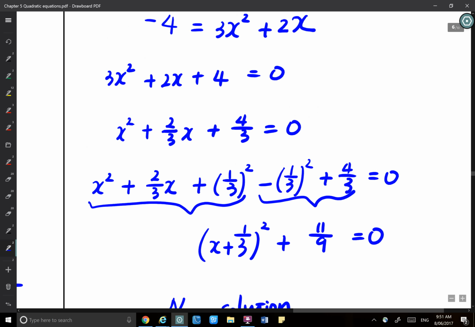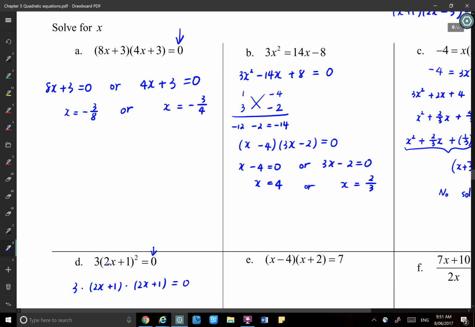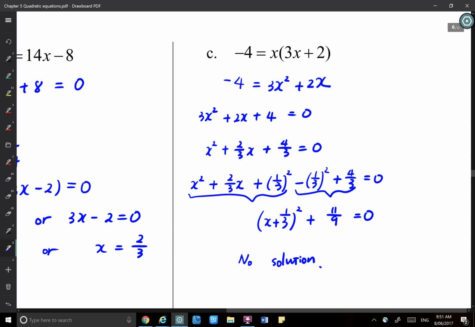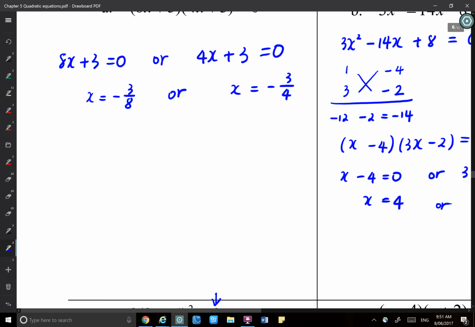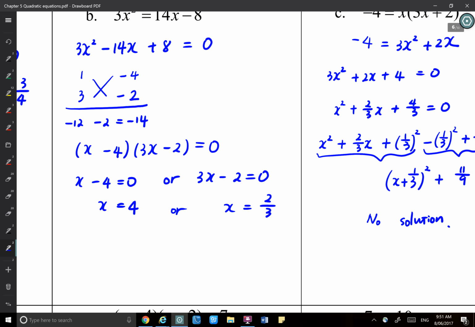Okay, this is a no solution case. Now you have seen 2 solutions, no solution, and 1 solution case. It's 3 different cases: 2 solution, 1 solution, and no solution. It depends on what factors you have.